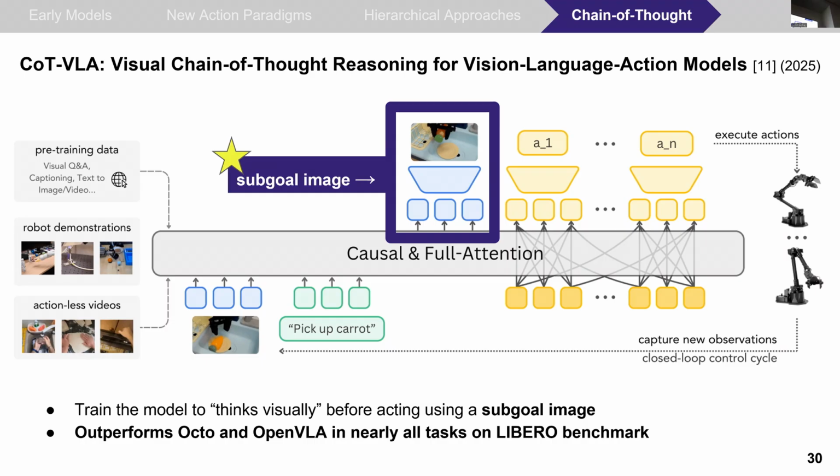And here what they do is train the model to think visually before acting. And they do this by having the model generate a sub-goal image. Then, given that sub-goal image, it conditions its action sequence on it and does this all in a closed loop fashion until it's able to complete the task that it's given. They also compared to Octo and OpenVLA, which has now kind of become the standard in these types of tasks, and they were able to do better in all tasks on this emerging benchmark called Libero, which is starting to become the benchmark for robot learning tasks.